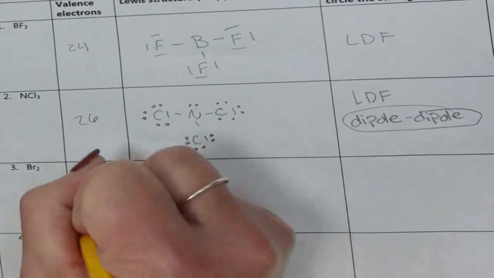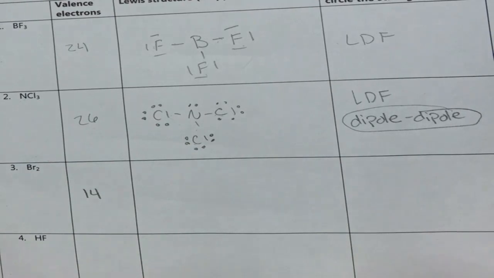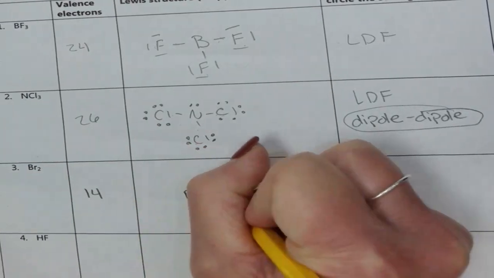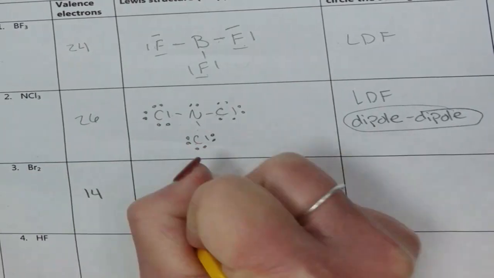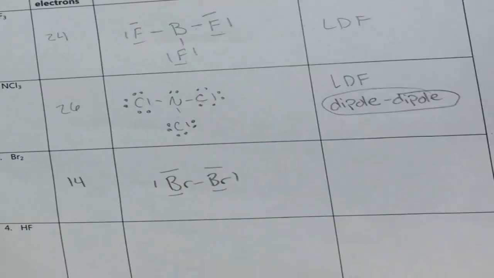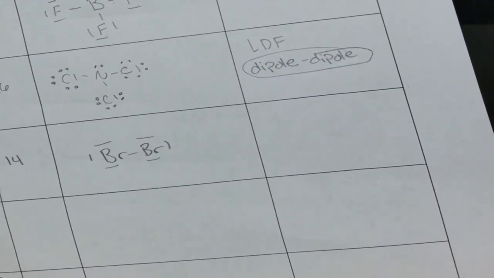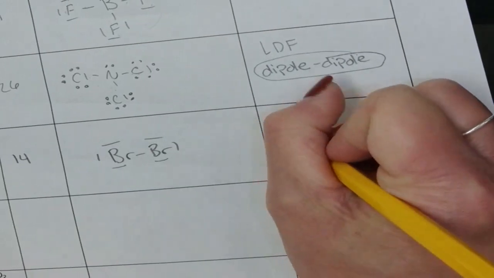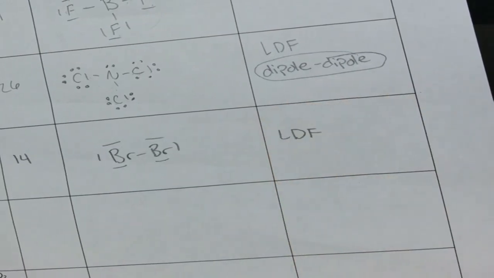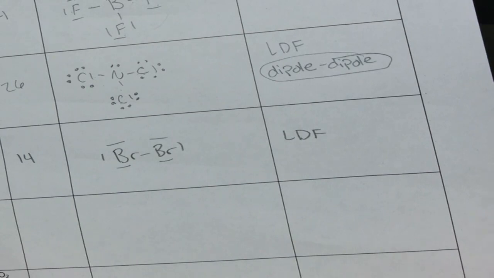Br2 has 14 total valence electrons. So when I draw Br2, I find it to look something like this. And this is going to be an overall non-polar substance. So the only force of attraction we have is the LDF.